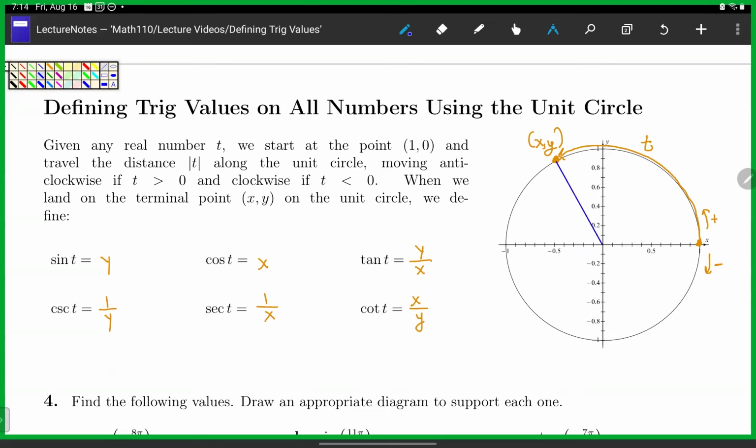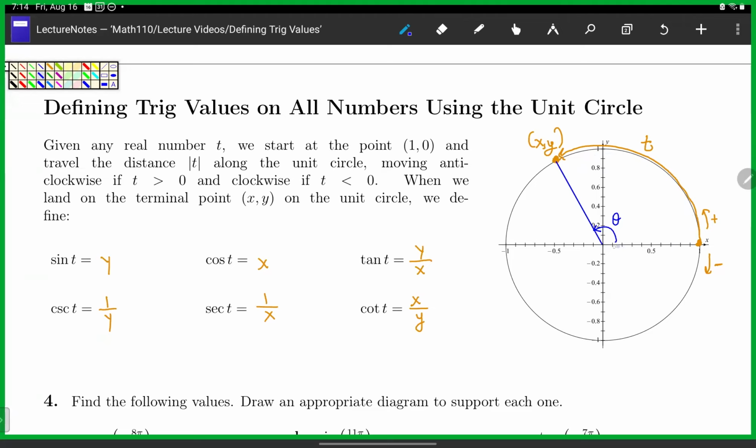And I want you to remember about how radians are defined. The radian measure of an angle is how many radius lengths are in the arc subtended by that angle.